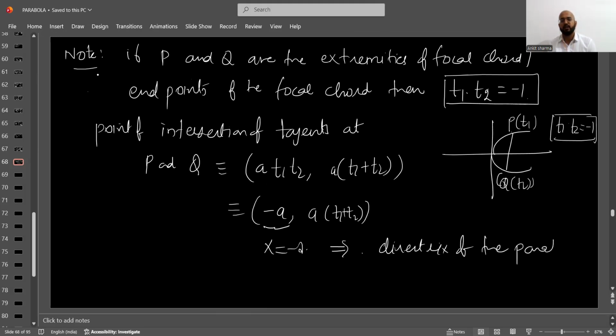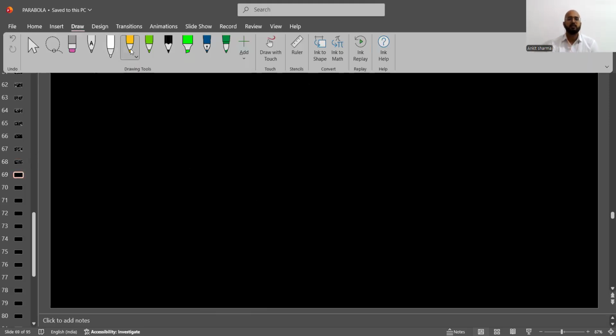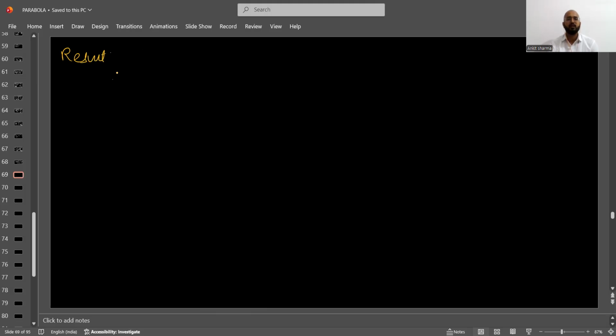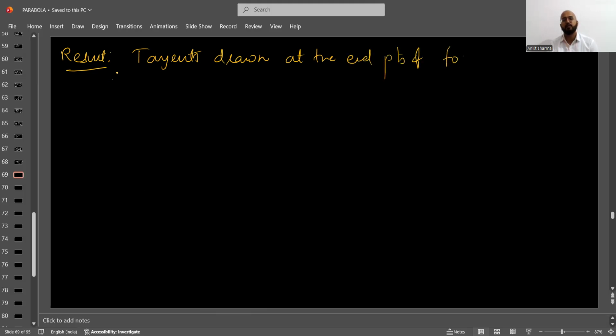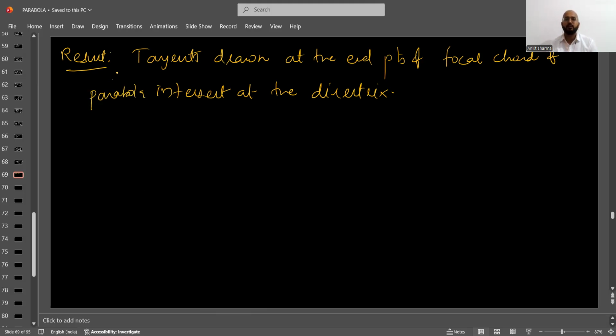Directrix of the parabola. So what is the result? The result is: tangents drawn at the endpoints of a focal chord of a parabola intersect at the directrix. So this is one result.